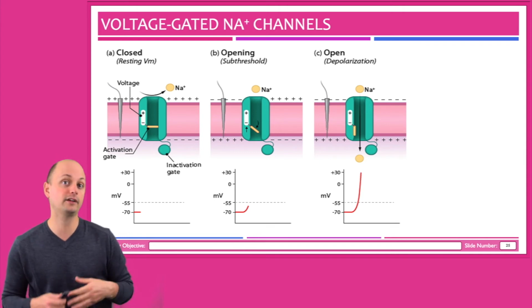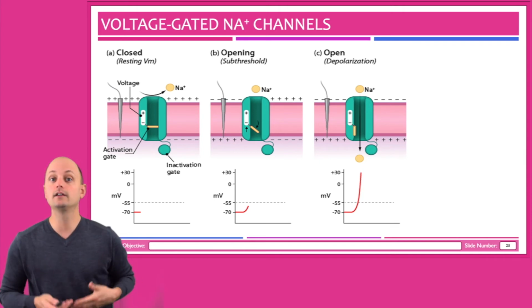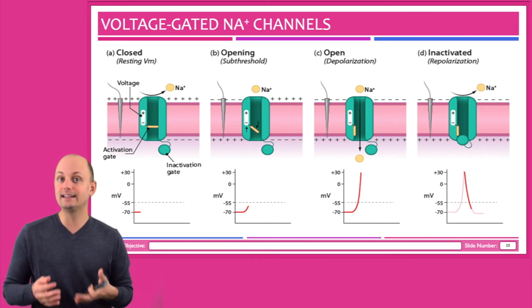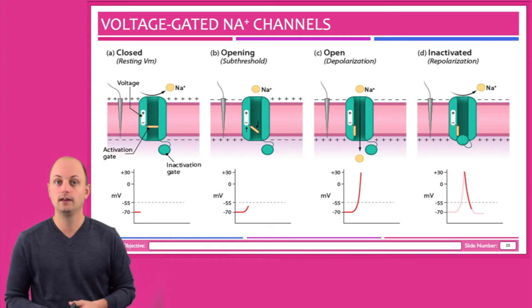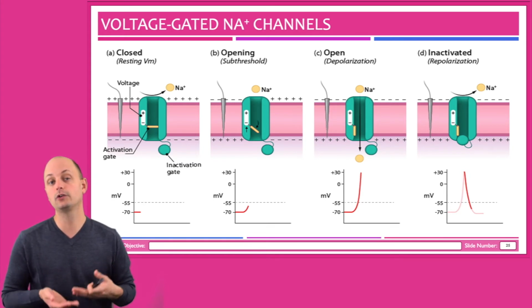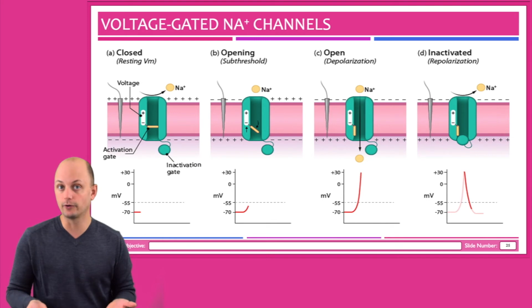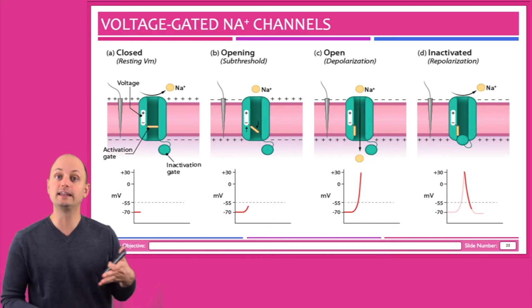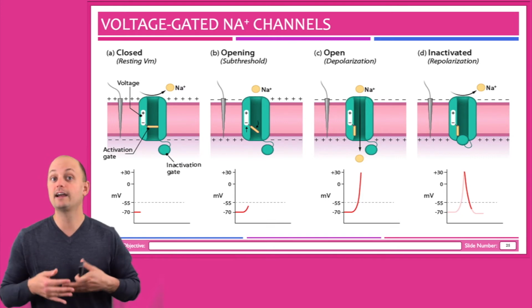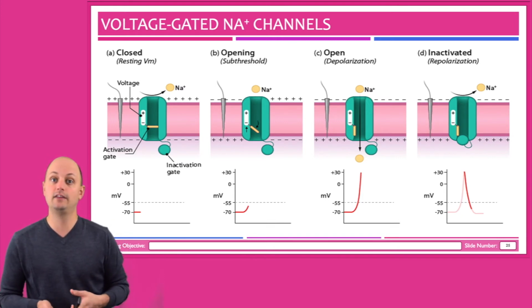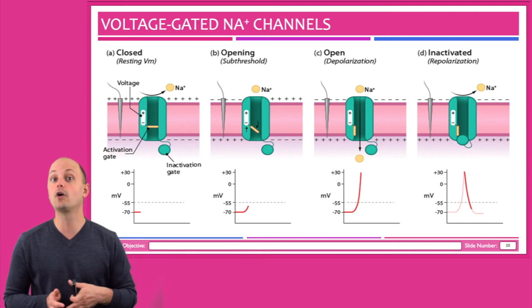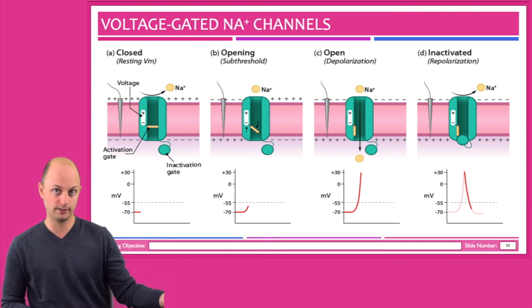Now, sodium ions will continue to enter the cell until membrane potential reaches around positive 30 millivolts. At this point, the inactivation gate closes, and this decreases the sodium permeability to about 0. This causes the action potential to peak, and it causes it to begin to repolarize. To tie this back to our previous unit, we could say that decreasing sodium permeability causes membrane potential to move away from sodium's equilibrium potential.